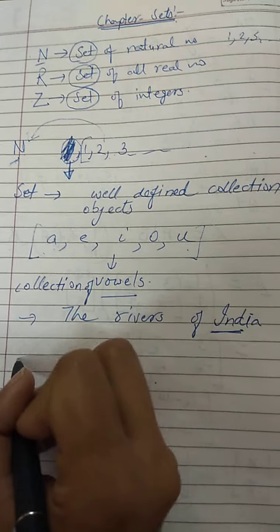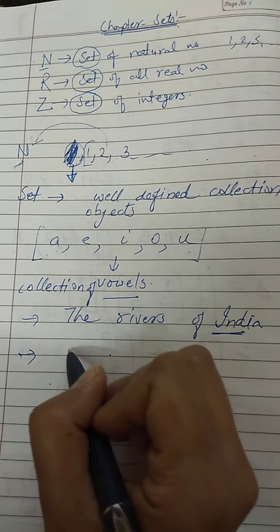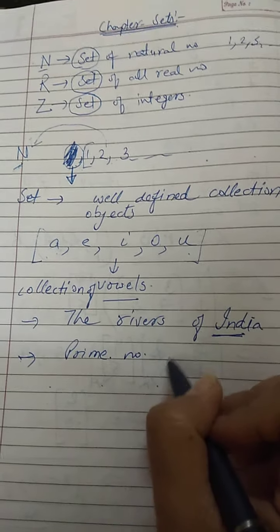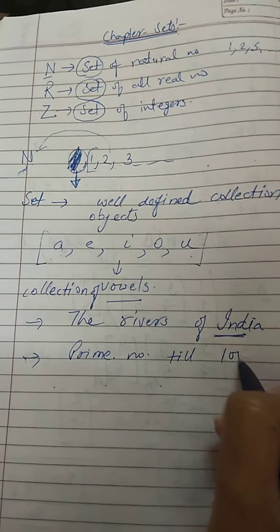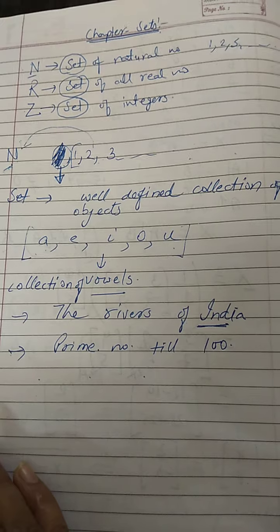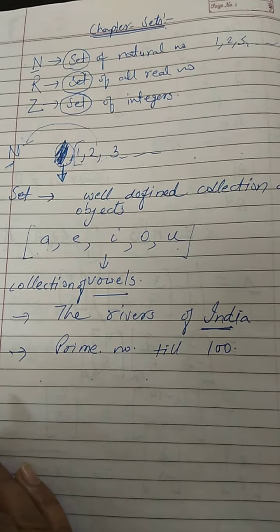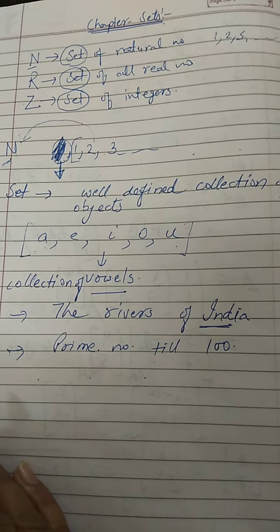If I take one more example, I am writing all the prime numbers till 100. Now, you know very well what the prime numbers are, the numbers which are divisible by itself. Right? So, what are the prime numbers?